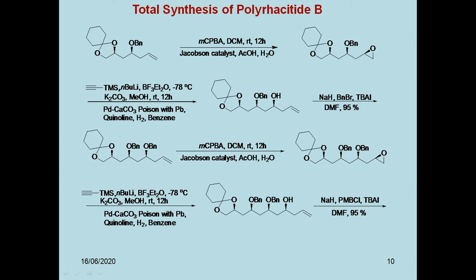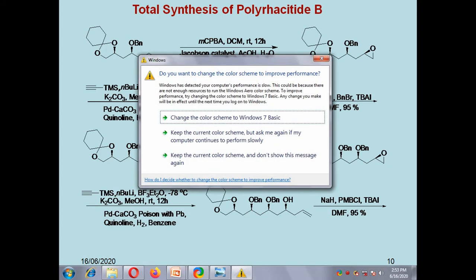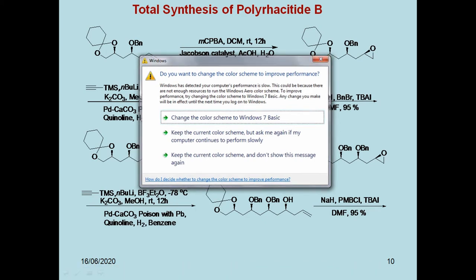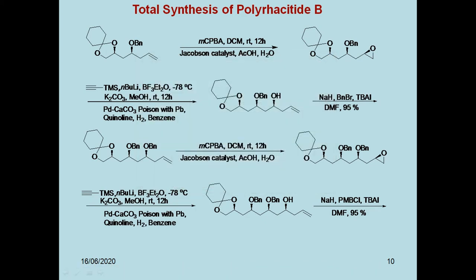My supervisor asked me to do the total synthesis of polyrachitol B. So I started the synthesis of polyrachitol B from malic acid. My supervisor initially provided around 9 months of RA. RA means they give a fellowship, because my fellowship was over. They provide around 8,000 rupees per month. So for 8 months, I started the synthesis of polyrachitol B.